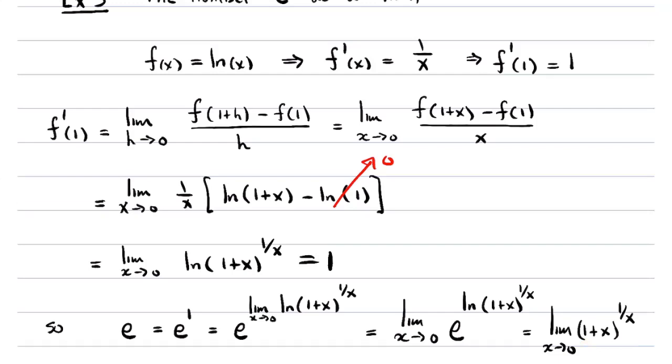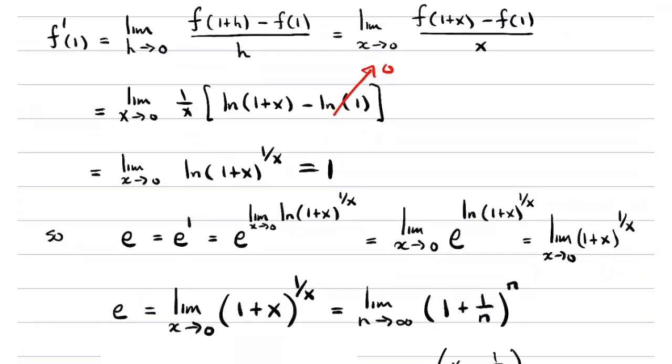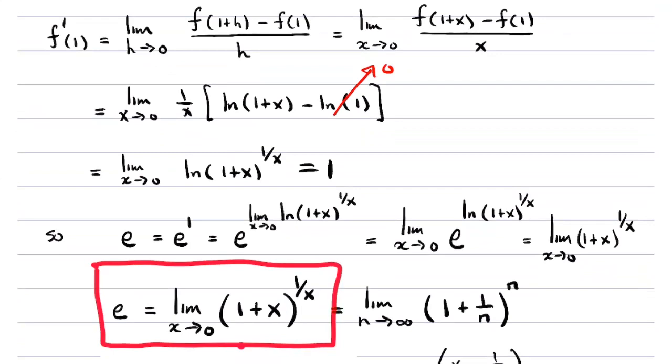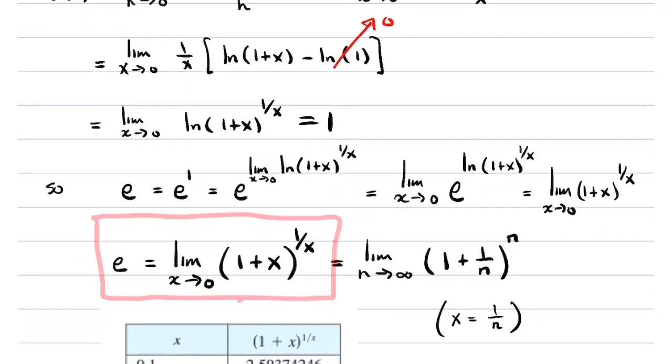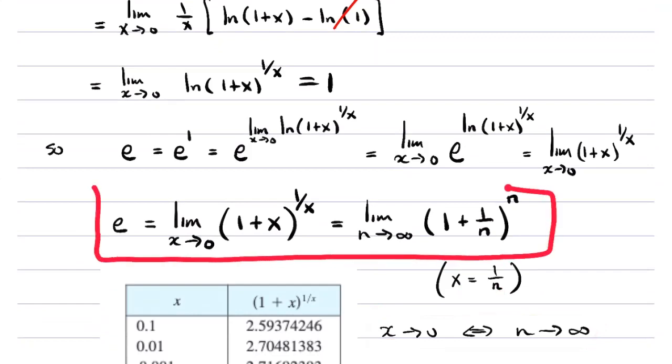So if we summarize that on a single line, what have we got here? Let's focus on this thing. I wrote two things, but first of all, e is equal to this limit: the limit as x goes to 0 of (1 plus x) to the 1 over x. And if we want to make a little variable substitution, you don't have to do this, but if you call x 1 over n, then x goes to 0 if and only if n goes to infinity. If n is getting big, this quantity is getting small, and vice versa. So we have these two limit definitions of e.